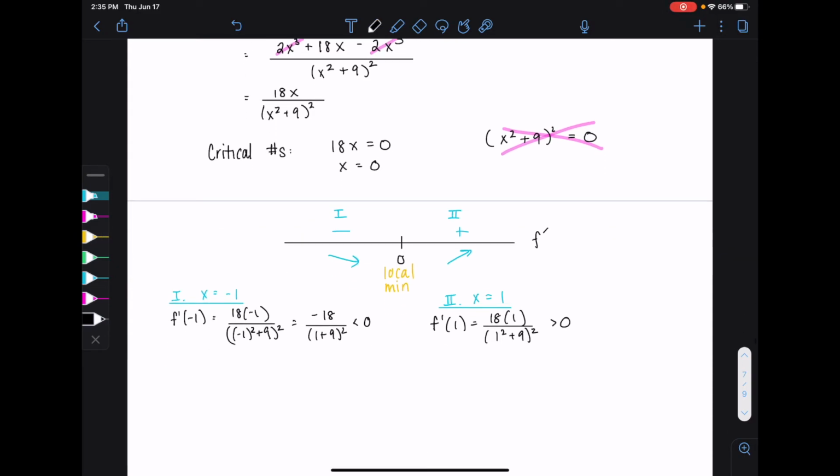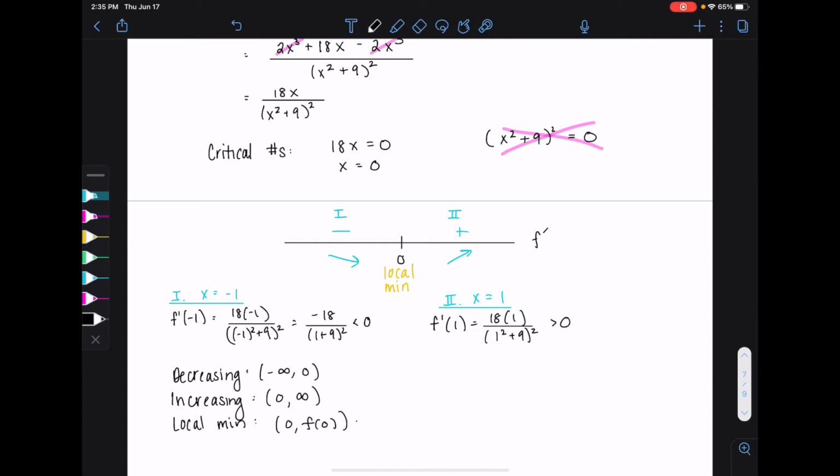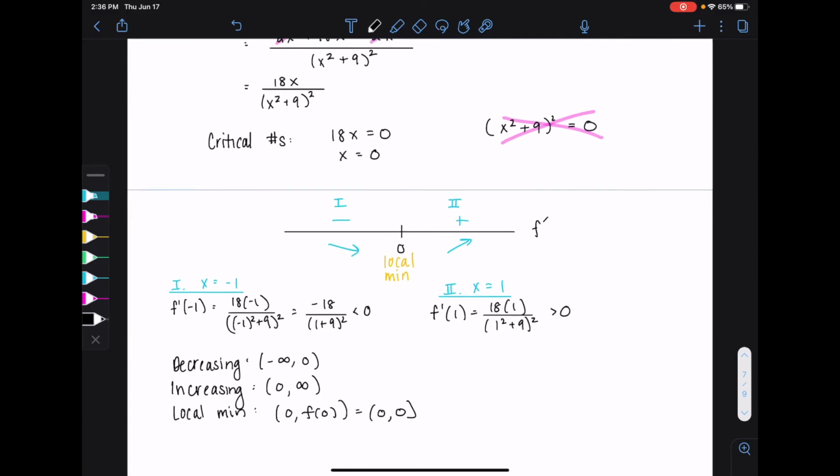Okay. So our function is decreasing from negative infinity to 0, increasing from 0 to positive infinity, and we have a local min at 0, and then the y value corresponding to 0, which again happens to be our origin. Okay.